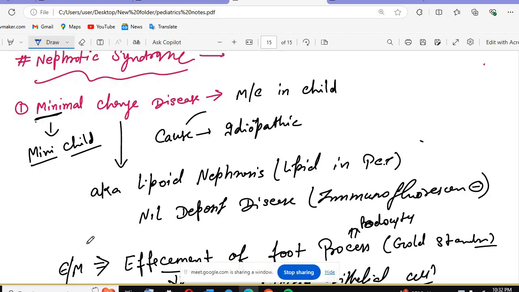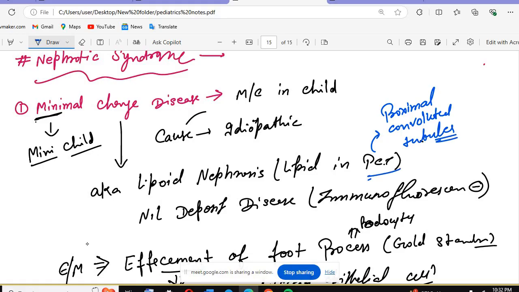In nephrotic syndrome, we have studied minimal change disease, which is common in children. The most common cause in children is idiopathic, and this is also known as lipoid nephrosis. Why lipoid nephrosis? Because lipid is deposited in the PCT. What is the PCT? Proximal convoluted tubule.